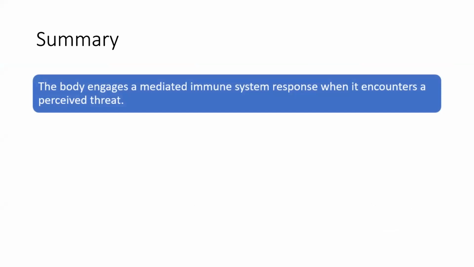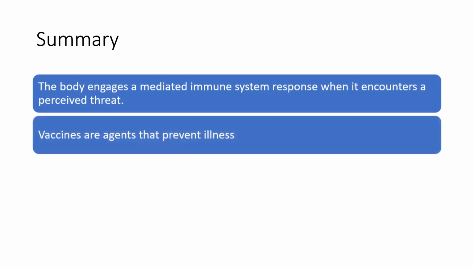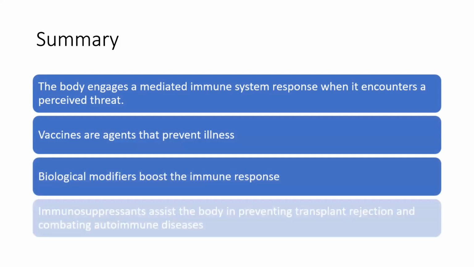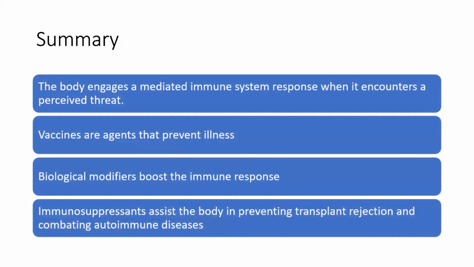So a summary of this whole topic is that the body engages a mediated immune system response when it encounters a perceived threat. Vaccines are the agents that prevent illness, and the biological modifiers boost the immune response. The immunosuppressants that we studied last assist the body in preventing transplant rejection and combating autoimmune disease. So this is all about our immune system modulators.